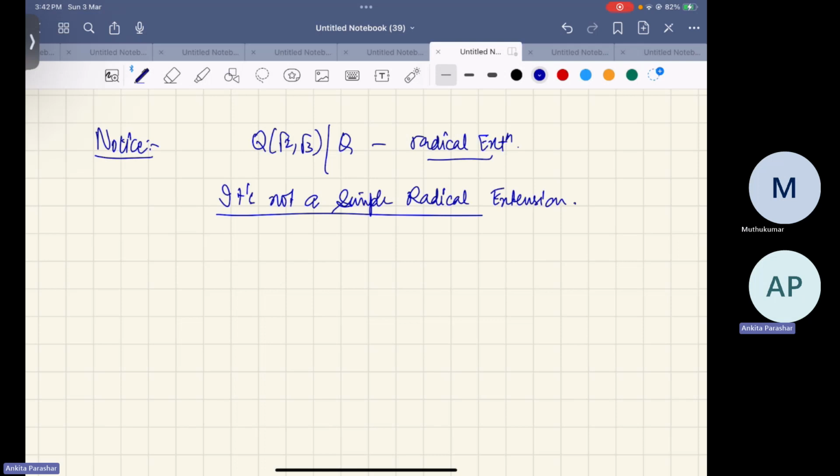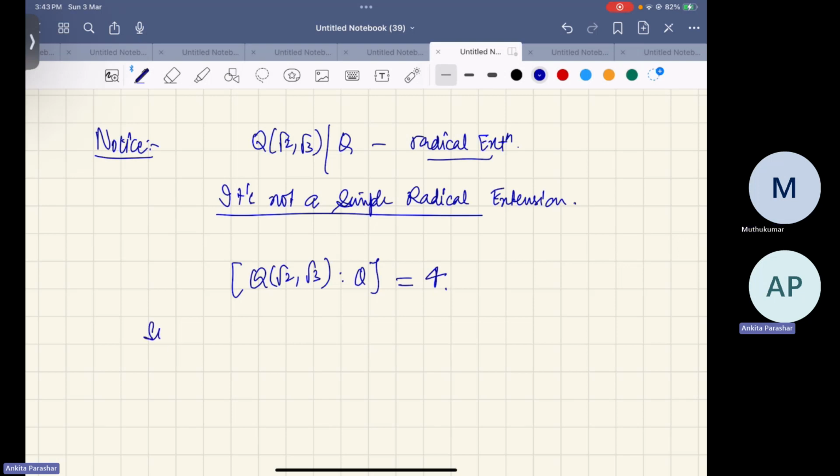So why, I think it's done in the notes also, I'm just repeating a very crucial idea. Why? Because it's not a simple radical extension. We know the degree. What is the degree of this extension? It's 4, right? Suppose it is radical.